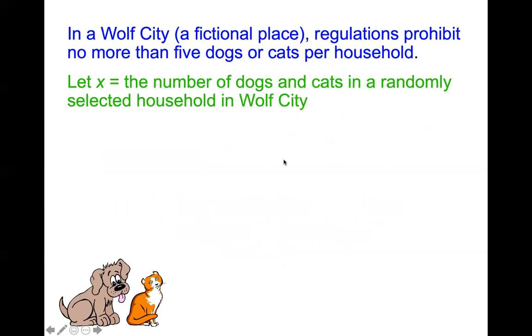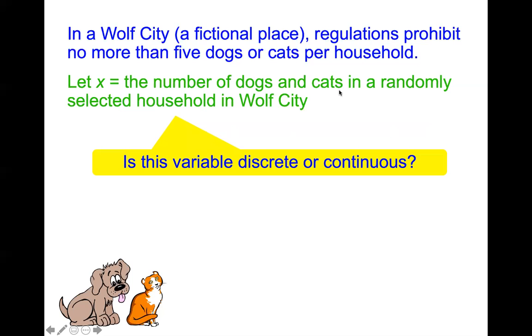For example, let's say there's a city called Wolf City, and regulations prohibit more than 5 dogs or cats per household. So you can't have more than 5. We're going to let X be our random variable, and X stands for the number of dogs or cats in a randomly selected household. This variable is discrete, right? We count how many cats, how many dogs.